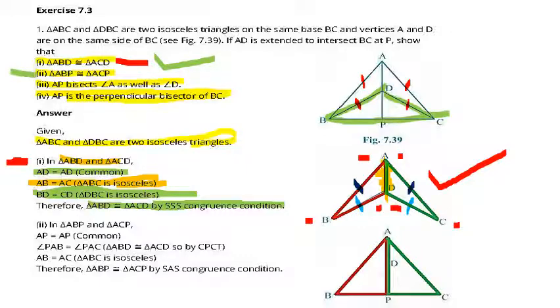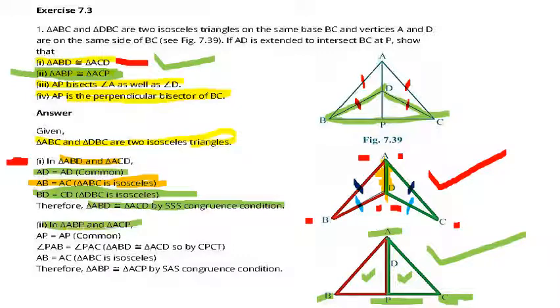Second part states that prove that triangle ABP is congruent to ACP. Here it is. ABP is congruent to ACP. So these are the two triangles. This is A, B, P, and then again A, C, P. We have to prove that these two triangles are congruent to each other. Now let's do it.